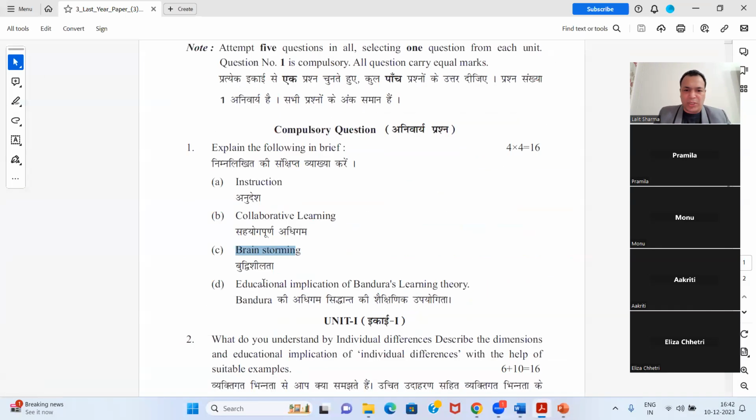Next question, fourth question, is educational implications of Bandura's learning theory, right? So guys, you should know that. Learning theory given by Bandura, तो ये किस base के ऊपर है, right? You should know about the trial and error theory. You should know about the classical conditioning theory, है ना? You will come to know a lot of things.